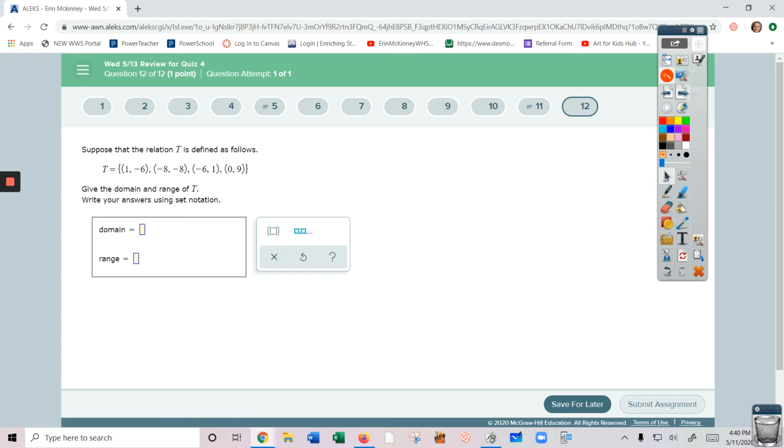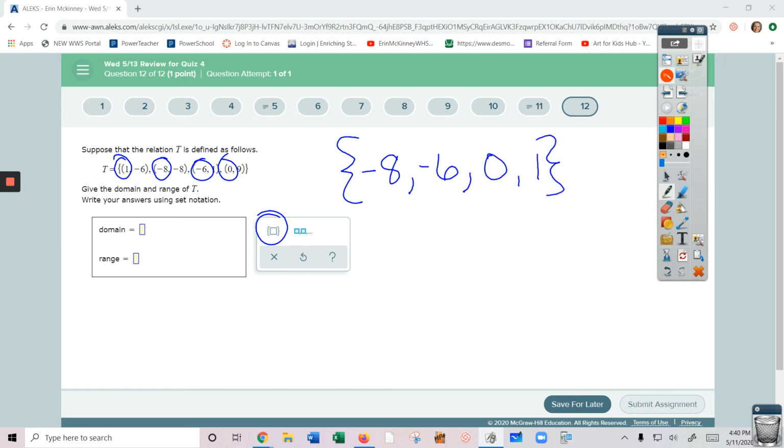And then finally, we have listing a domain and a range. So to list a domain, we are listing the x values. Okay, so our x values here are the 1, negative 8, negative 6, and 0. We need to use set notation, so we're putting it in those braces. We click this button here. Okay, least to greatest, so negative 8, negative 6, 0, and then 1.